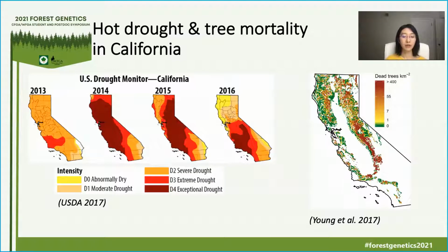The left figure shows the California drought between 2013 to 2016, which was the most severe drought in the past century, leading to over 100 million standing dead trees, showing on the right side. Given the predicted temperature increase in the near future, this kind of hot drought may represent an increasingly common situation in California. Understanding adaptive genetic variation is critical for local species persistence under changing climate, with limited studies going on in non-model species.